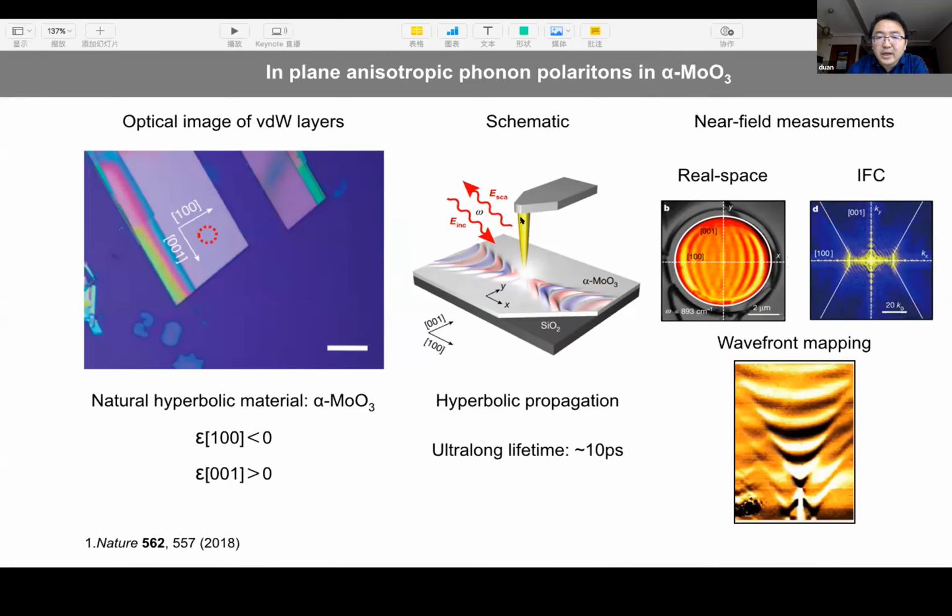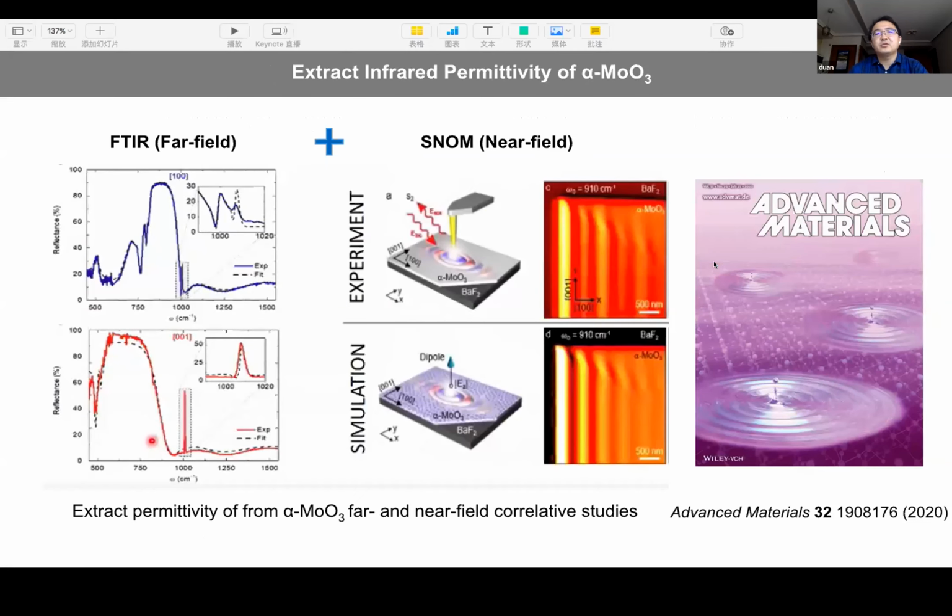We find that if we launch with the AFM tip, the phonon polaritons show a concave wavefront here, and the experimentally extracted isofrequency curve is exactly an open hyperbola. So molybdenum trioxide provides us an ideal platform for studying twisted nano-optics. But before the study, we need to fix another problem, because molybdenum trioxide is a brand new van der Waals crystal. We don't know its permittivity, which is quite important for the study.